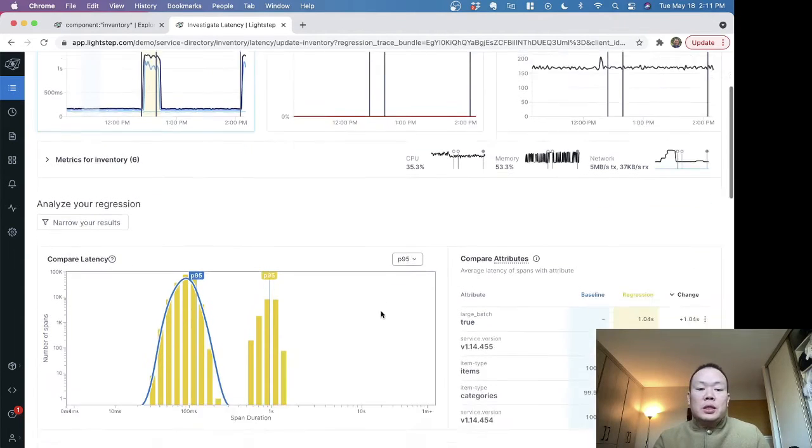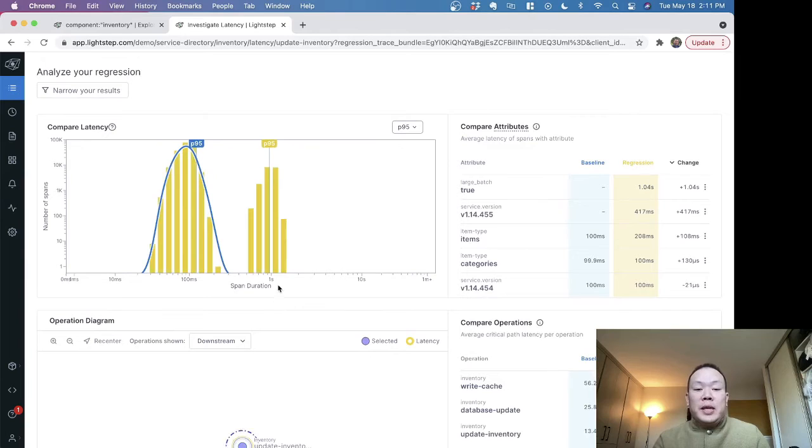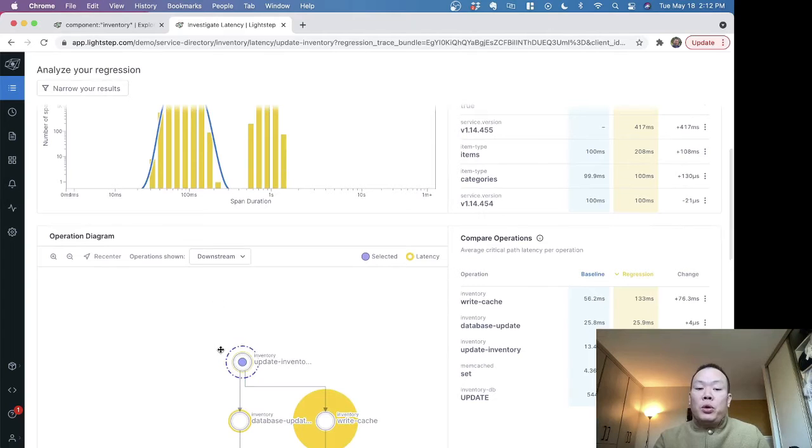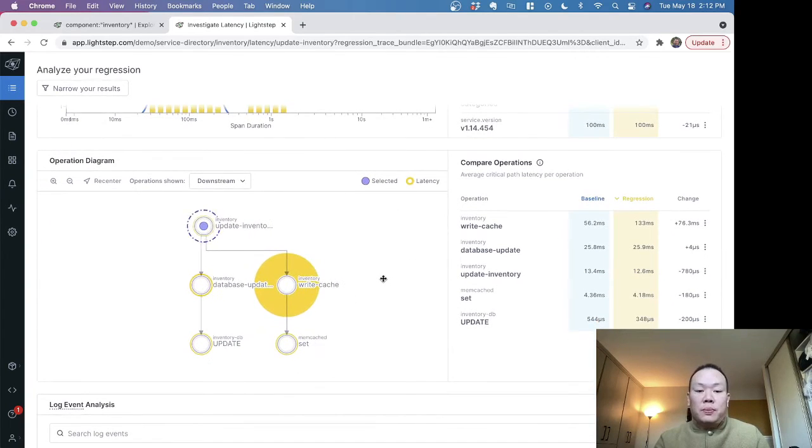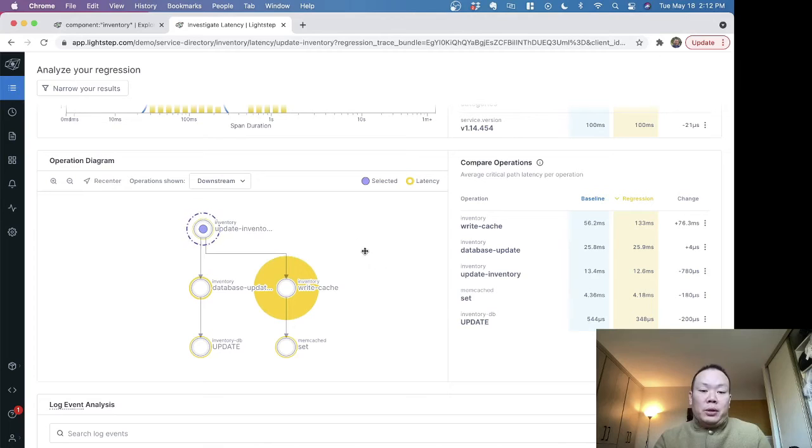So obviously we can see here that the yellow, which is the regression, has a second mode of distribution of latency. So something is going on here where the baseline did not. But what is more important is because we actually capture every single request in your system, and we can follow those requests upstream and downstream, we can actually see where the bottlenecks are.